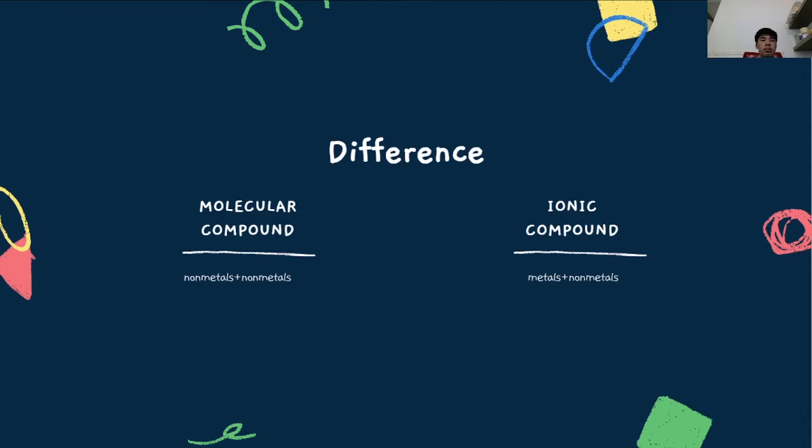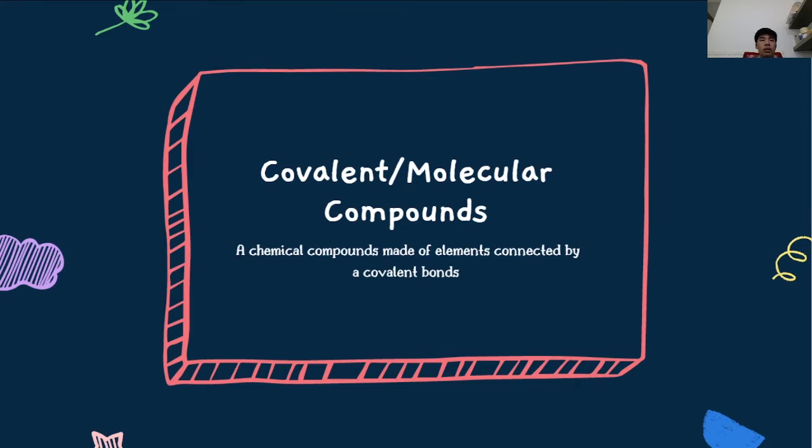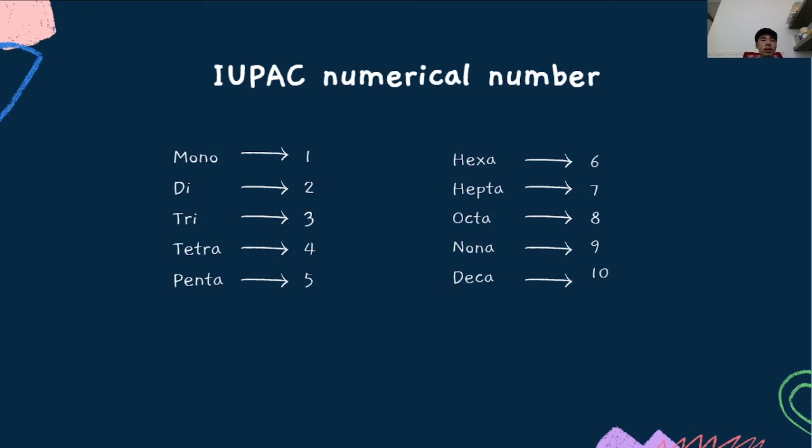Let's start with the molecular compound. A covalent or molecular compound is a chemical compound made out of elements connected by a covalent bond. A covalent bond is a chemical bond that involves the sharing of electron pairs between atoms. The IUPAC, the International Union of Pure and Applied Chemistry, has prefixes of numerical numbers that are used in naming all compounds.